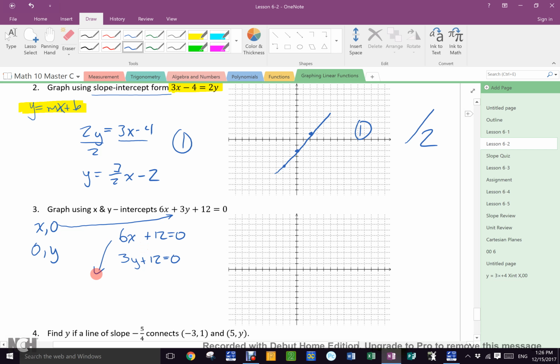So this one is 6x equals negative 12, because you move that over. And x equals what? Negative 2. And this one, 3y equals negative 12. So y equals negative 4. You get 2 marks for the intercepts, because you had to do something twice. You put a dot at negative 2, a dot at negative 4, and you connect them to get your 3rd mark, making that out of 3.